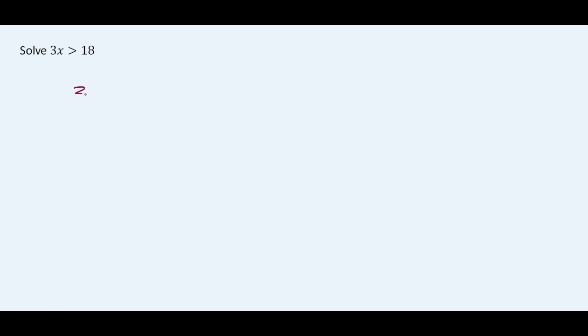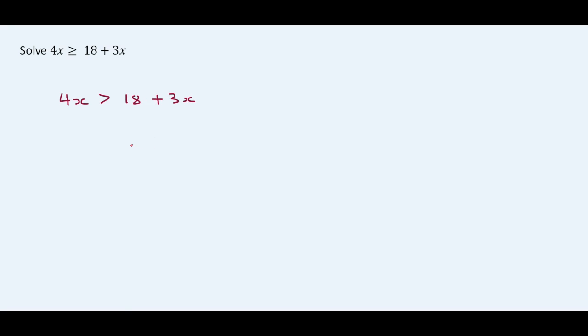So we have 3x greater than 18. We're going to divide by 3 on both sides, so x is greater than 6. That's simple enough. Second one, we have 4x greater than 18 plus 3x.